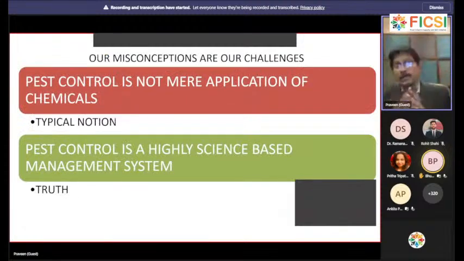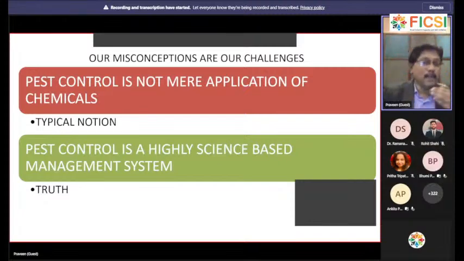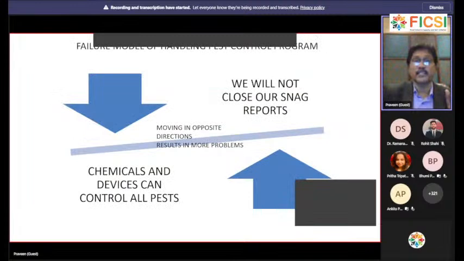Now, as I told you earlier, there are two great misconceptions that we live with. One is that pest control is mere application of chemicals, which is our typical notion. Pest control is a highly science-based management system. We have to understand that. The science can be native science, it can be the science that you read as entomology, and the solution can be anything: inorganic chemicals, organic chemicals, plant-based repellents, anything. But it is a science-based management system.